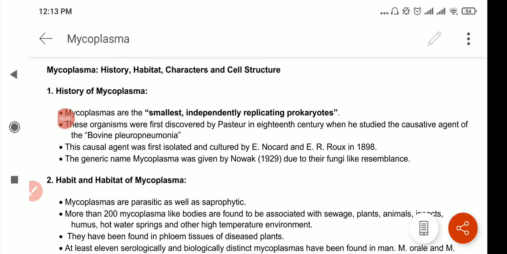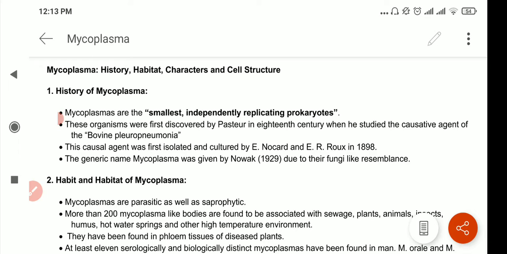Okay, next we will look at the mycoplasmas. Now these are the tiniest, smallest replicating prokaryotes. The smallest of all is your mycoplasma. The oldest of all is your archaebacteria, no? So mycoplasmas are the smallest independently replicating prokaryotes. Independently replicating, because they are not like a virus, where they need to attack a cell and replicate within. They can replicate on their own.